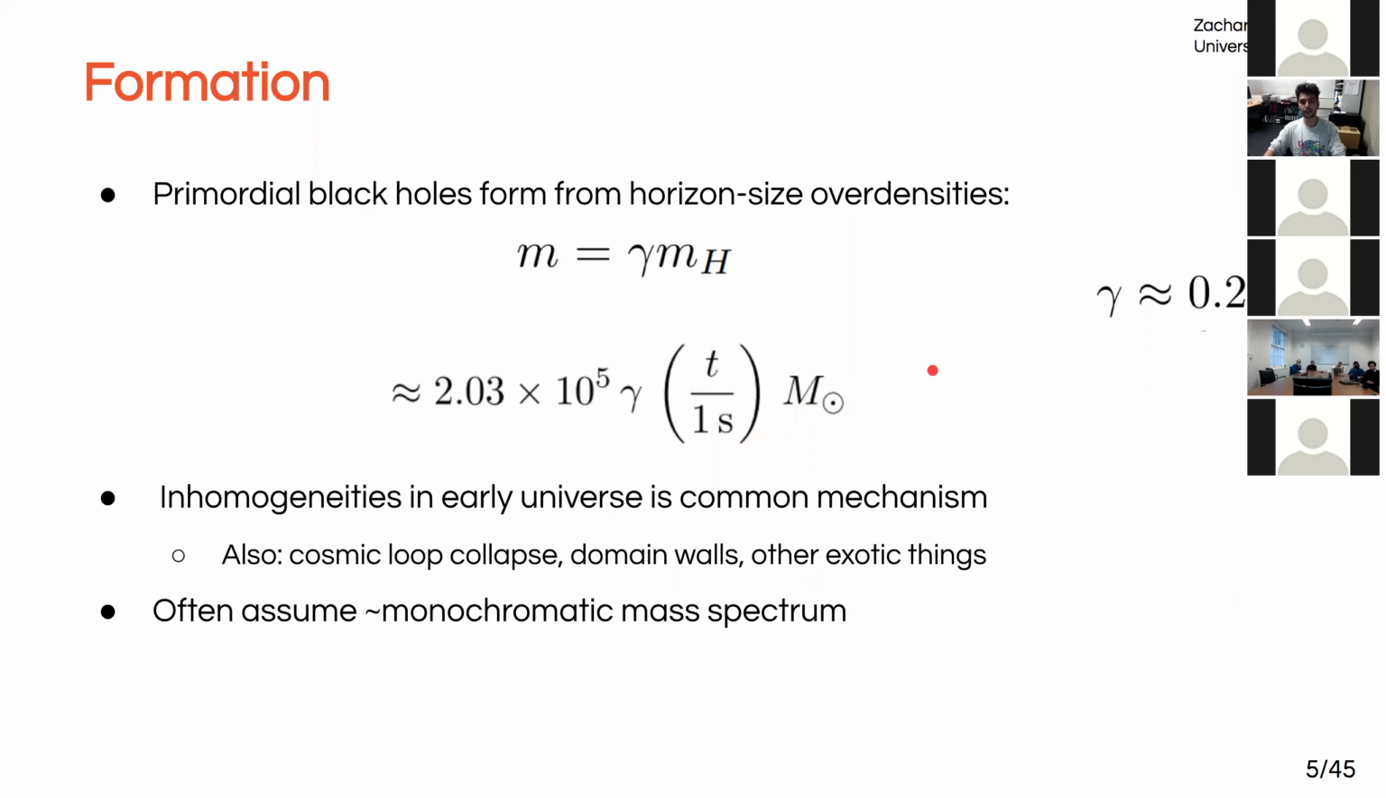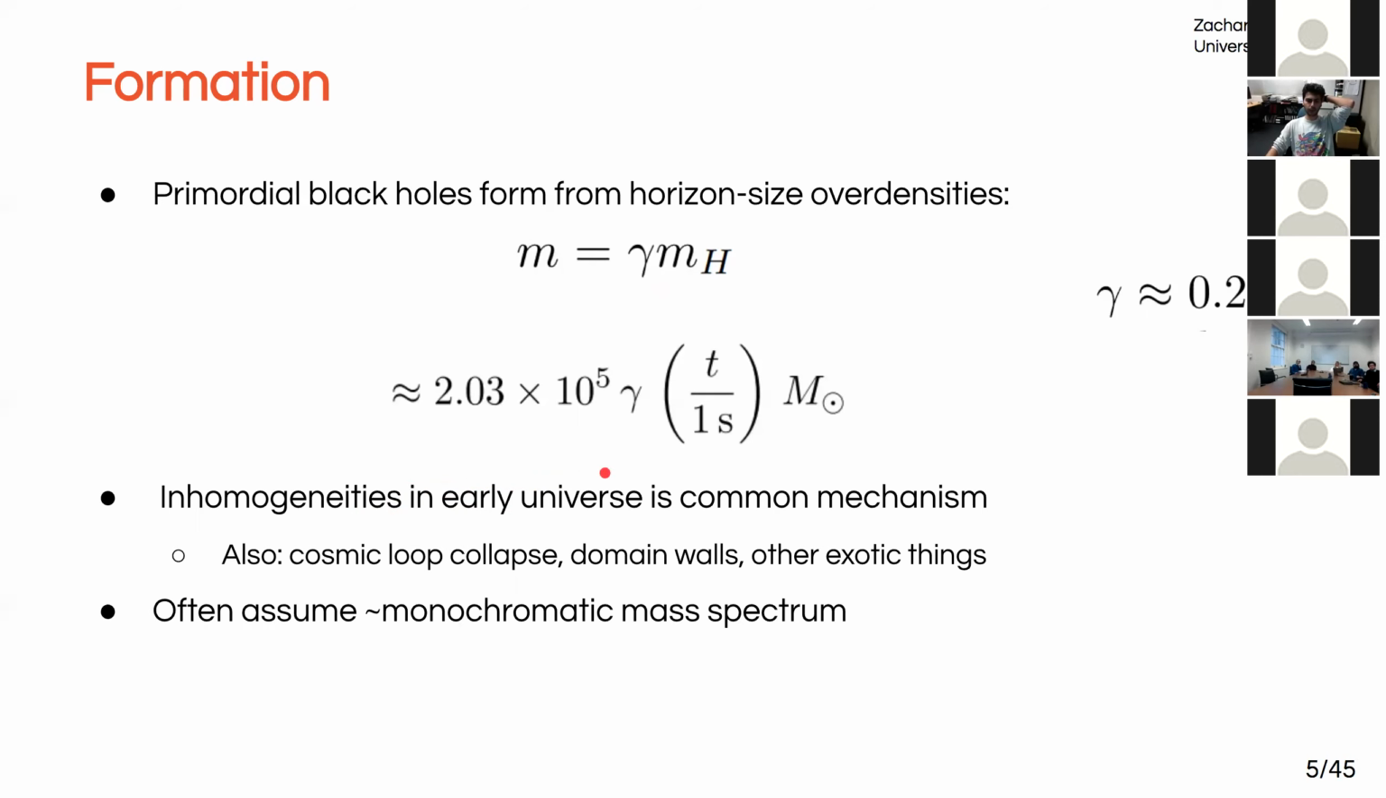The way this works is that you have some over-dense region in the early universe that is horizon sized. As it comes back into the horizon, if the mass of this overdensity is large enough that its Schwarzschild radius is the horizon size, then it will collapse into a black hole with the horizon mass times some numerical factor that accounts for the collapse details, usually considered to be about 0.2. The usual mechanism for this is inhomogeneities. They get blown up during inflation, and as they come back into the horizon, they collapse. But there are all sorts of interesting mechanisms you can come up with: cosmic loops, domain walls, exotic processes. For the moment, we'll mostly talk about these inhomogeneities which collapse.